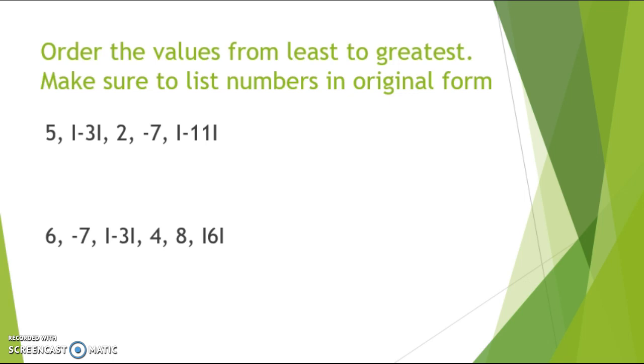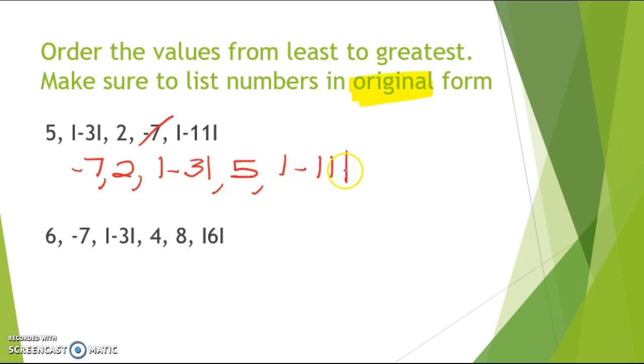All right, next one. Make sure to order the values from least to greatest. And then one of the things it says is to make sure the list of numbers is in original form. That original thing is the most important. If it's not in original form, you will get it wrong. So let's look here. Our smallest number is negative 7. Then, let's see, we have 2. Absolute value of negative 3. Even though it's really 3, we still need to write in original form. 5. The absolute value of negative 11.